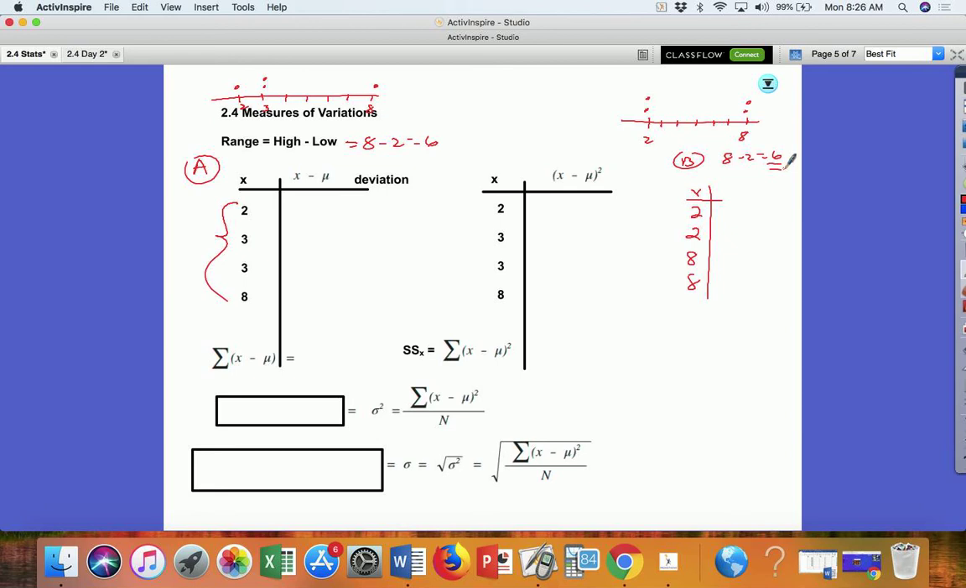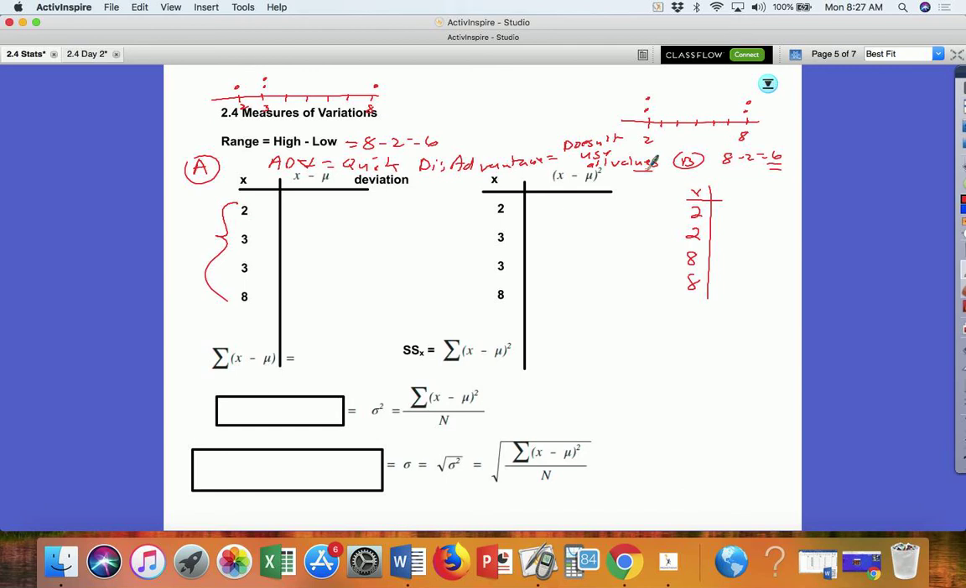One of the things about the range that's nice is it's quick. So an advantage of the range is that it's quick. A disadvantage is it doesn't use all of the values to calculate the range. The method we're going to talk about will use all of the values when we calculate the measure of spread, called the standard deviation.